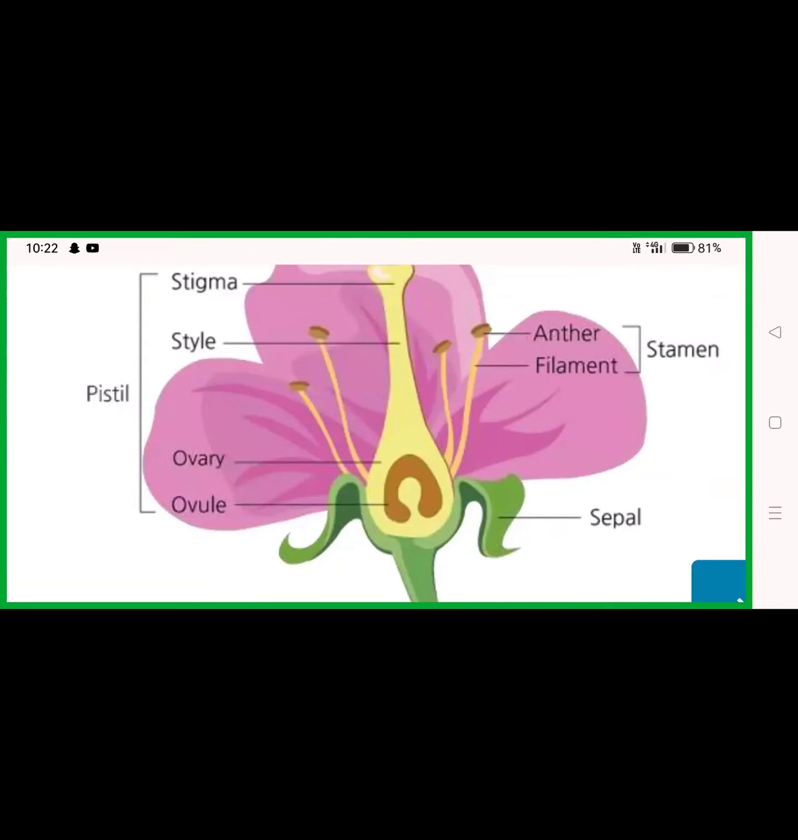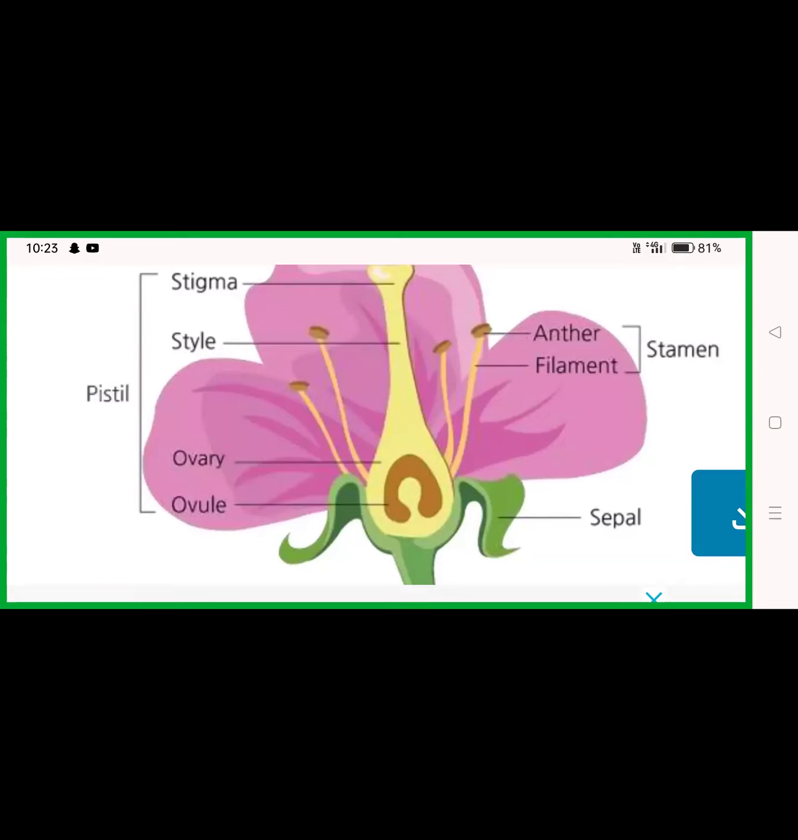When any one or more of the above whorls is lacking, it is called incomplete. So if any one is lacking or absent, that is called an incomplete flower. If a flower has both the stamens and carpels, it is designated as bisexual or hermaphrodite.